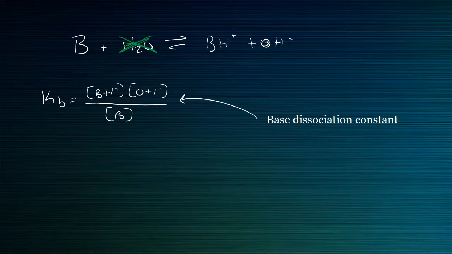Just like with Ka, it is a fixed value for a particular base at a specified temperature. It is also a measure of the dissociation and therefore strength of the base. So the more dissociation you have, the larger your Kb value is going to be. It's just looking at hydroxide ion concentration versus hydrogen ion concentration release.